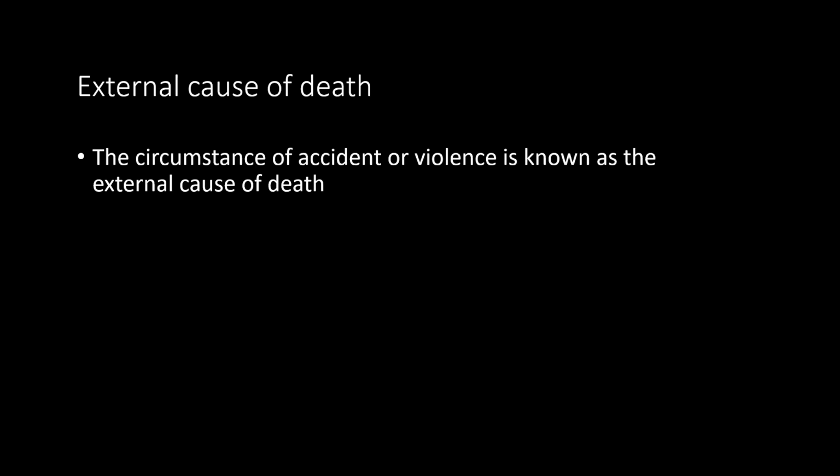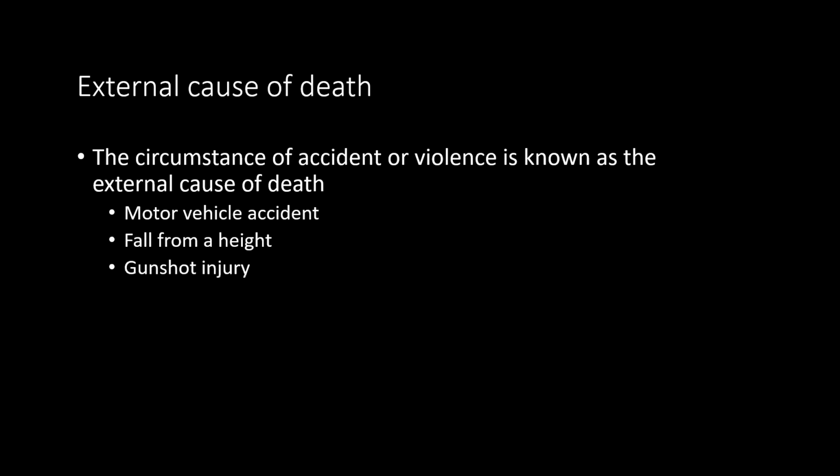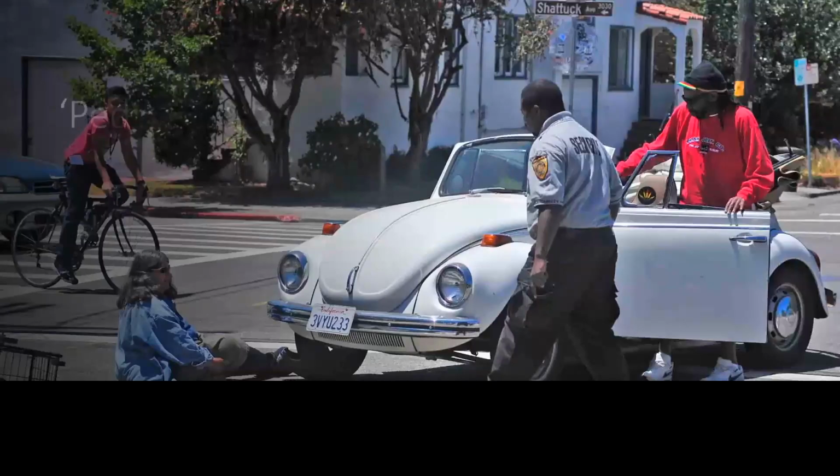The circumstance of accident or violence is known as the external cause of death. Motor vehicle accident, fall from a height, gunshot injury, suicide by hanging, homicide are some examples. So let's go through some other examples of external cause.